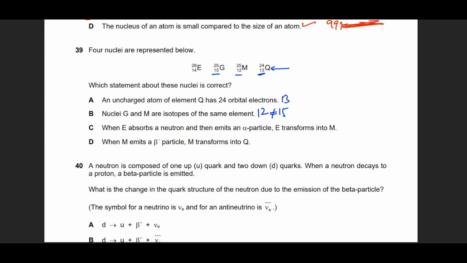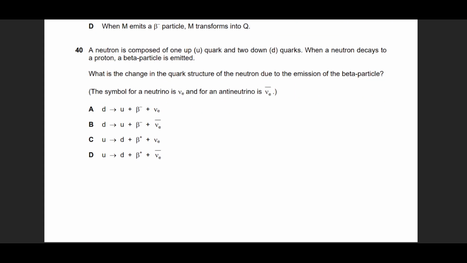When M emits a beta particle, let's consider this M. We have M 25 with 12 protons emitting a beta negative. What is formed transforms into Q. So Q is 24, 30. No, this looks right, but this is wrong. Option C is the right answer. You can try this by the charge conservation method and the decay equation.